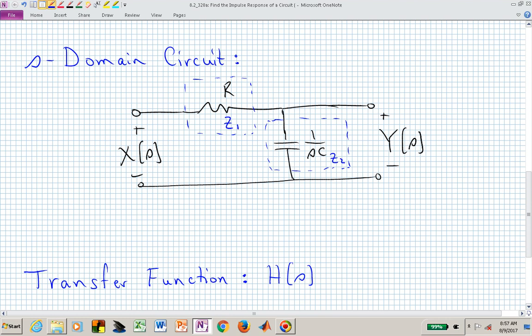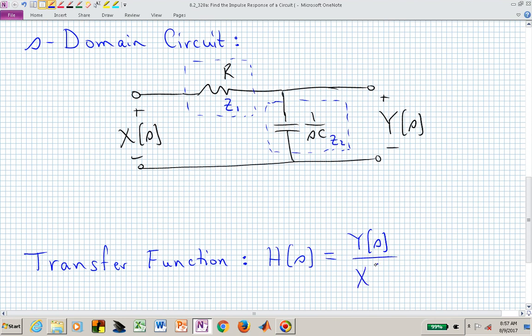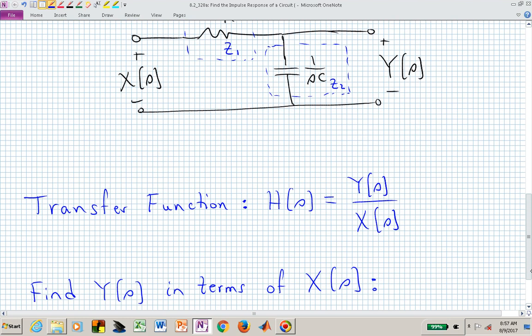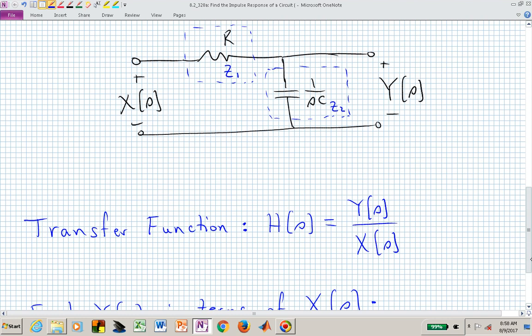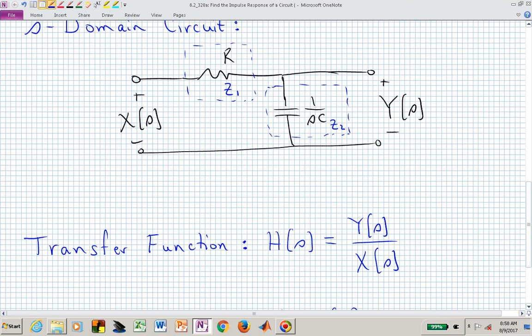And then at the very end, we can back substitute what Z sub 1 and Z sub 2 actually are. But for the transfer function, we now know that that's going to be the ratio of the Laplace transform of the output waveform to the Laplace transform of the input waveform. And what we want to do now is find capital H of S, and that's doable if we can find an equation for Y of S, the output voltage across that capacitor, in terms of the source or the excitation signal, capital X of S.